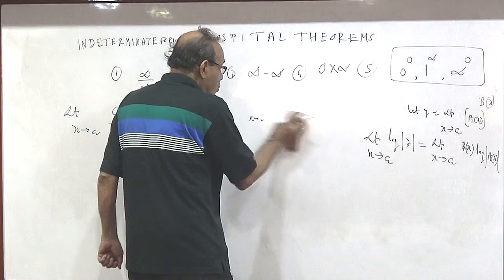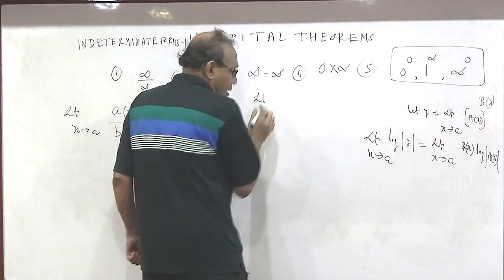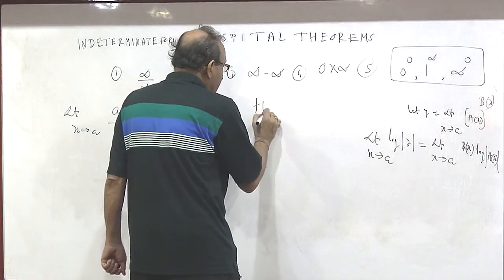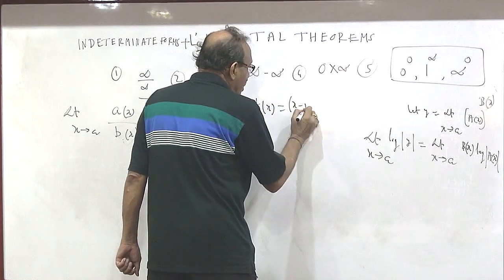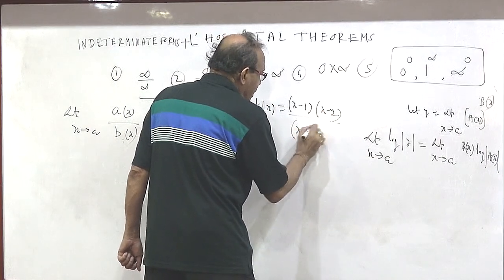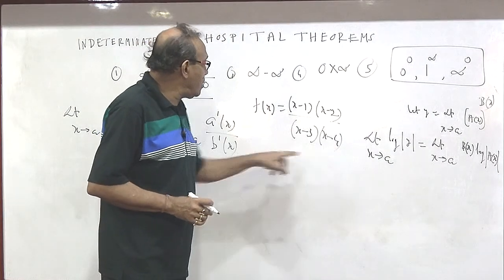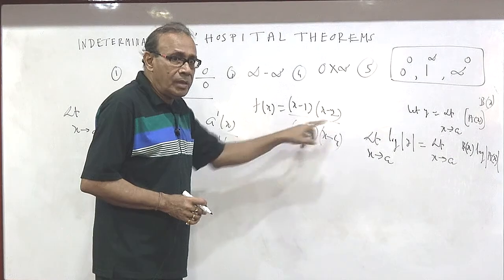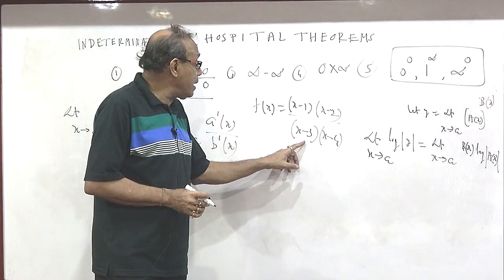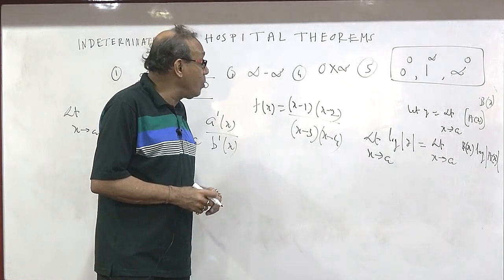I now introduce the idea of poles and zeros in this connection, very important. Suppose, without taking the limit, just write a very simple thing. Let f(x) equal (x minus 1)(x minus 2) by (x minus 3)(x minus 4). At x equal to 1, f(x) is 0. At x equal to 2, it is also 0. These are called the zeros of the function. Whereas at x equal to 3 it goes to infinity, and at x equal to 4 it goes to infinity. These are called the poles of the function.